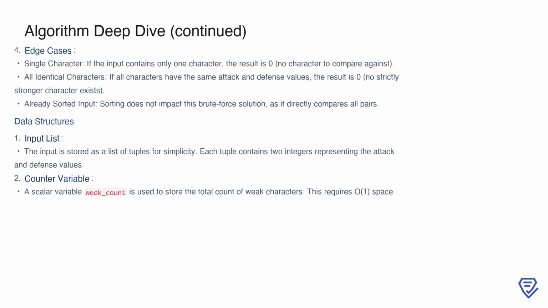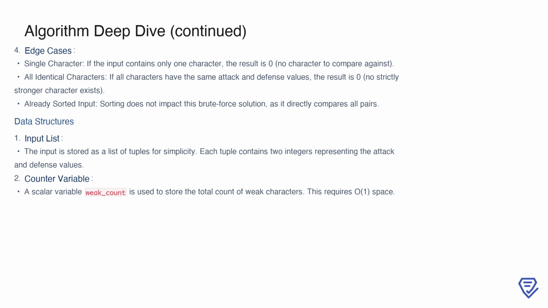We should also think about edge cases and how the algorithm handles them. For example, if the input list contains only one character, the result is 0 because there are no other characters to compare against. Another edge case is when all characters have identical attack and defense values. In this scenario, no character can be strictly weaker than another, so the result is also 0. Additionally, if the input list is already sorted by attack or defense, the brute force solution will still work because it directly compares all pairs without relying on the order of the list.